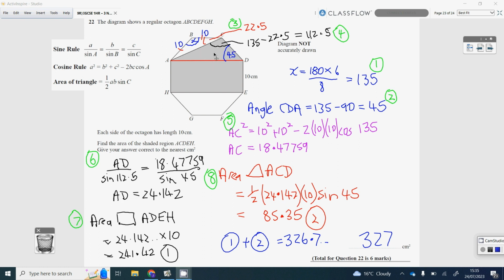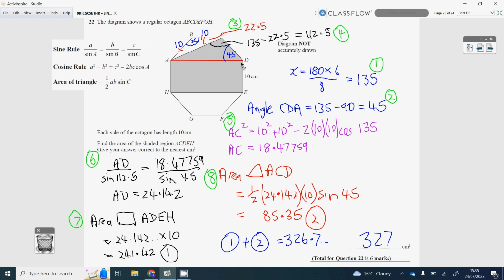Now, once I know AC, I know one length here, I've now got a pair inside this triangle ACD. So I can now use the sine rule to work out what the length AD is. I know that length, I know that angle, I know that angle, so I can use the sine rule because I've got the pair. So AD over sine 112.5 equals my 18.47759, my AC, over sin 45, and that gives me AD being 24.142. So I now know the length AD.